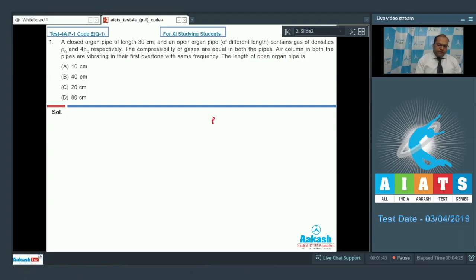We know that f into lambda is equal to speed of sound, that is v, or it can be given by square root of bulk modulus B divided by rho. So in the first case, in case of closed organ pipe, when it is vibrating in its first overtone, then we can write f into lambda, which is 4L1 by 3, is equal to the square root of bulk modulus B divided by rho naught. And in the case of the open organ pipe, with the same frequency f, f into lambda 2, which is L2, is equal to the square root of B divided by 4 rho naught.